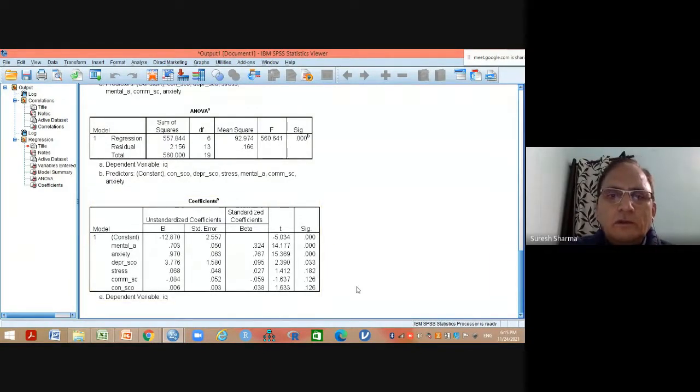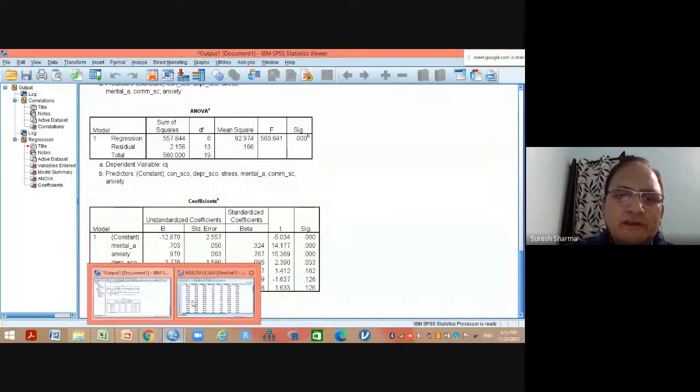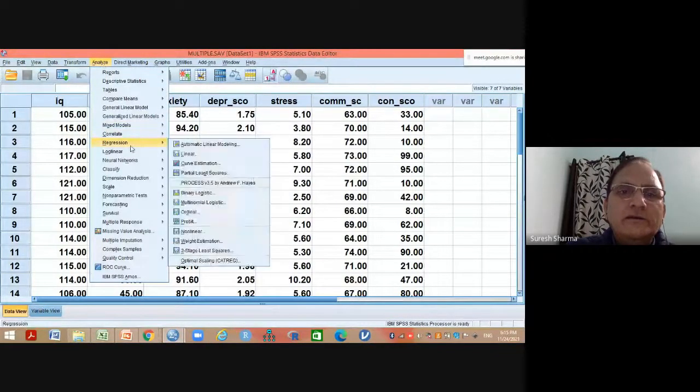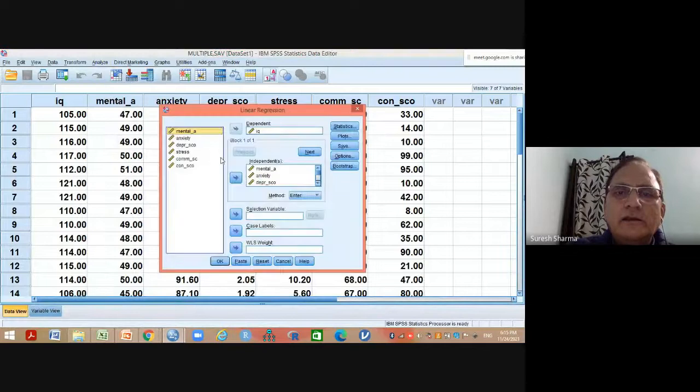Now, let me apply a stepwise procedure. They will be automatically thrown out of the model. Let me repeat the procedure again. Go to analysis, go to regression, go to linear, and change this method here. Because the enter method takes care of all the variables which are entered, which are independent variables, whether they are making a significant contribution or a non-significant contribution, they will be retained in the model, which we don't require.